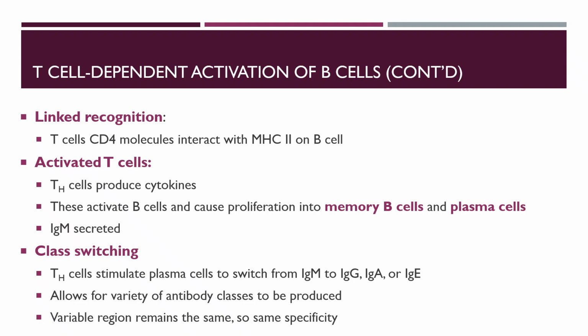The activated T cells, the helper Ts, produce the cytokines. These activate the B cells and cause proliferation into memory B cells and plasma cells. IgM is secreted. There is class switching that can happen. This is when the helper T cells are going to stimulate the plasma cells to switch from IgM to IgG, IgA, or IgE. This allows for a variety of different antibody classes to be produced. The variable region remains the same, so they have the same specificity.